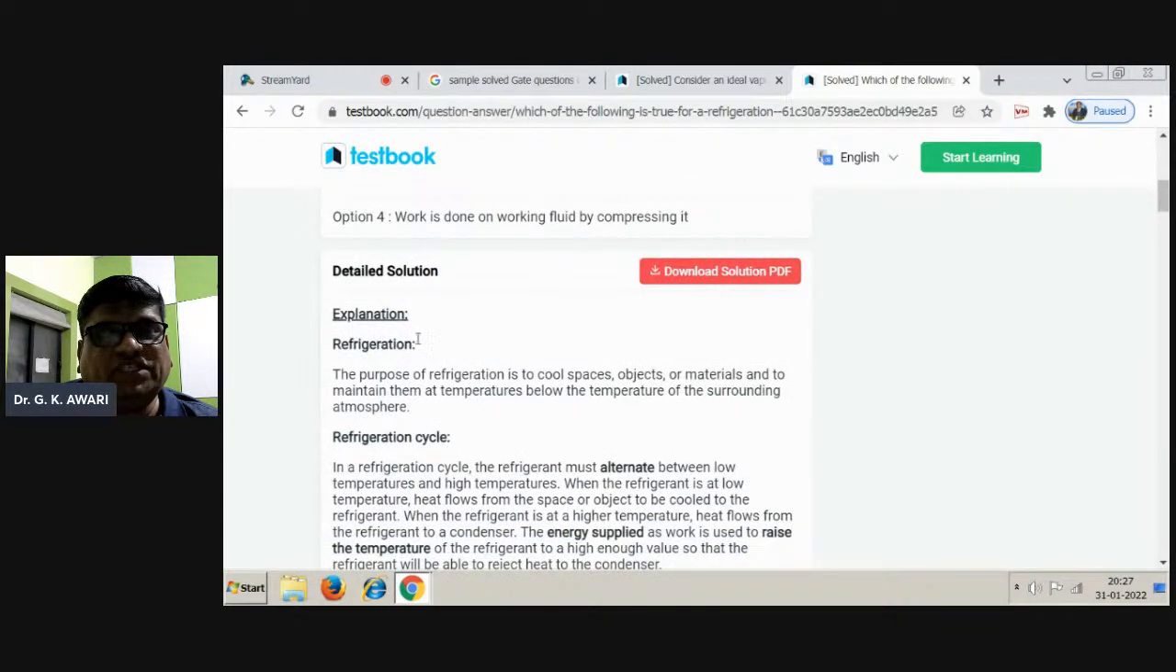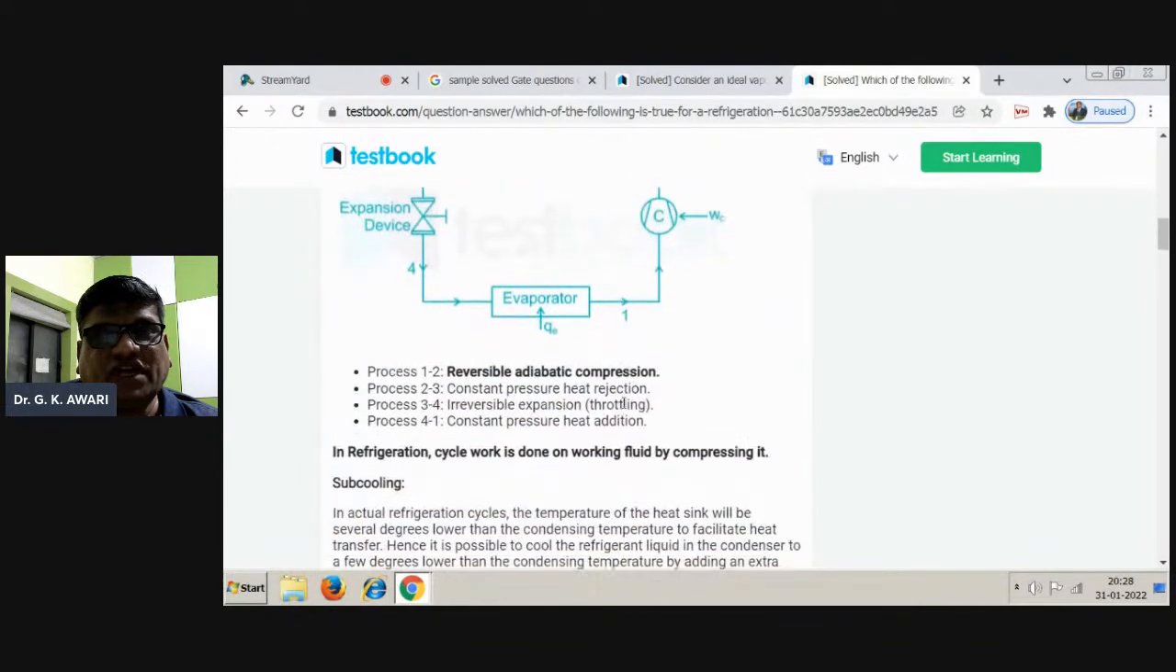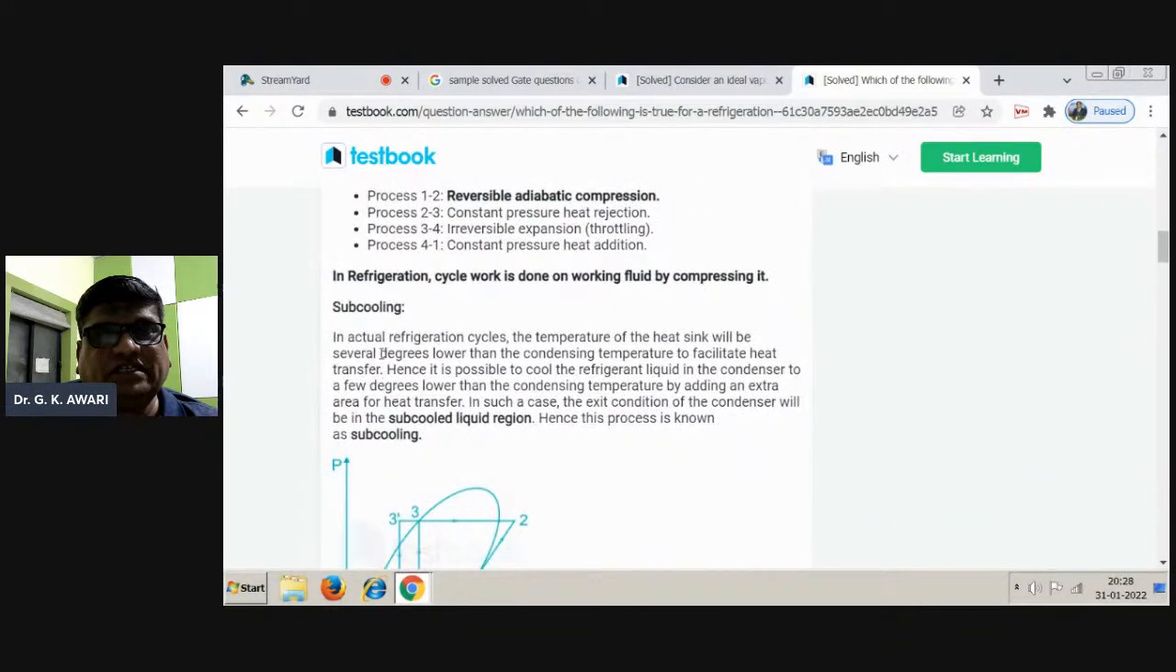So the purpose of refrigeration is to cool the space, objects, and materials, and to maintain them at a low temperature. So you know that in the refrigeration cycle, the refrigerant must alternate between low temperature and high temperature, and this is the vapor compression cycle.